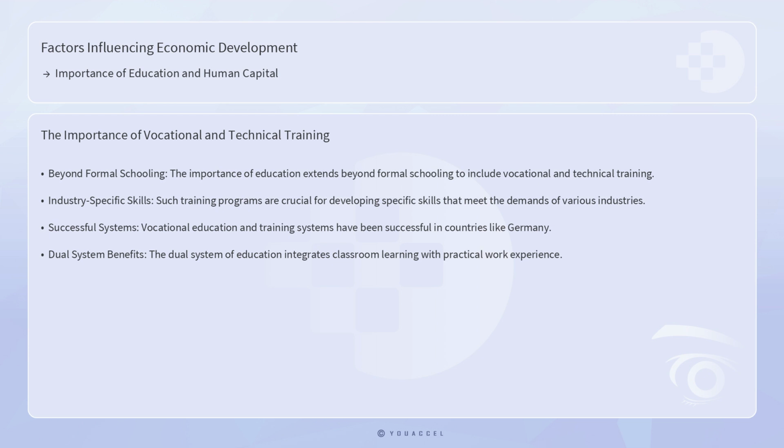Furthermore, the importance of education extends beyond formal schooling to include vocational and technical training. Such training programs are crucial for developing specific skills that meet the demands of various industries, thereby reducing the skills mismatch in the labor market. Vocational education and training systems have been successful in countries like Germany, where the dual system of education integrates classroom learning with practical work experience. This approach ensures that individuals are well prepared for the workforce, contributing to higher productivity and economic competitiveness.